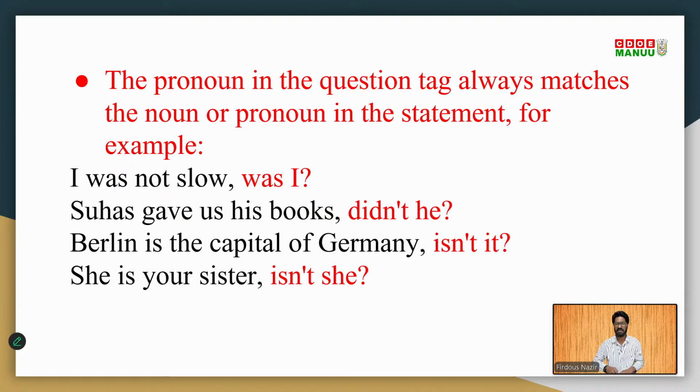Berlin is the capital of Germany, isn't it? Berlin is a place, so that's a non-person noun, so we use it for that. Third person subject. So, isn't it? She is your sister, isn't she? Yes. These are examples.